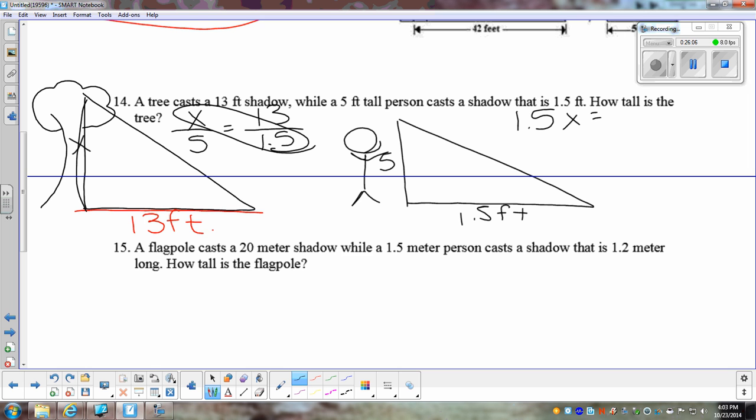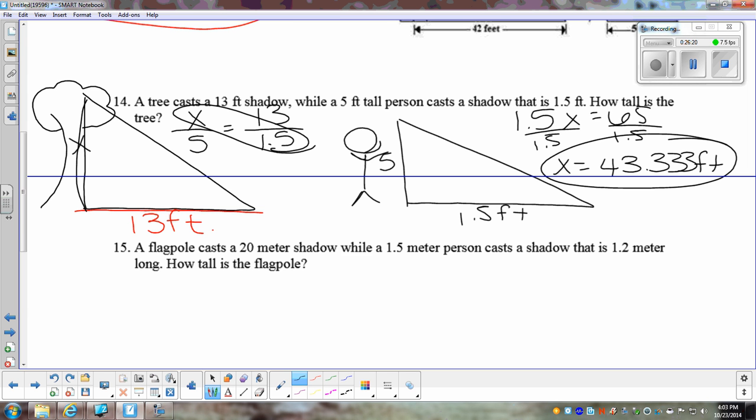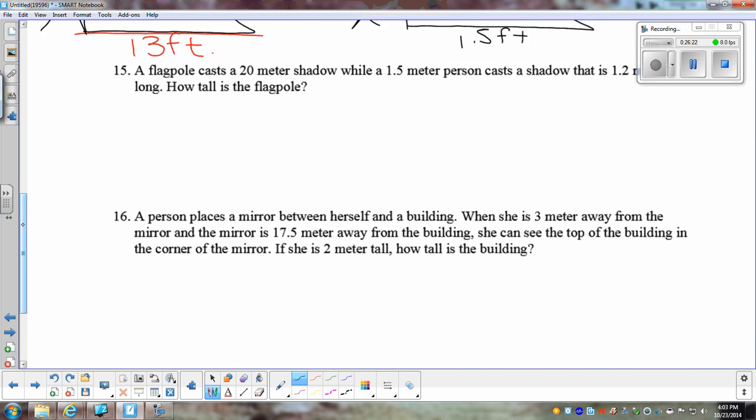1.5x equals 65. Divide by 1.5. And I get the tree is 43.333 feet tall. Next one, a flagpole.